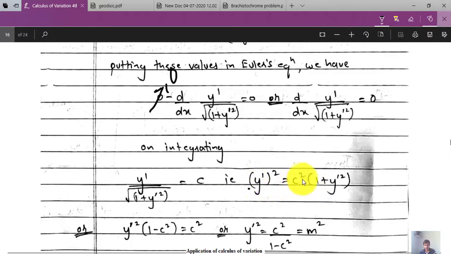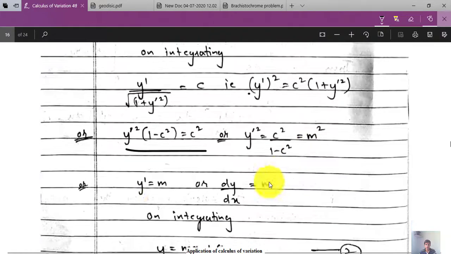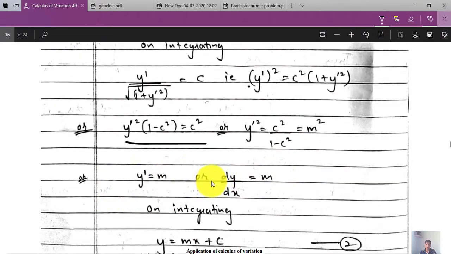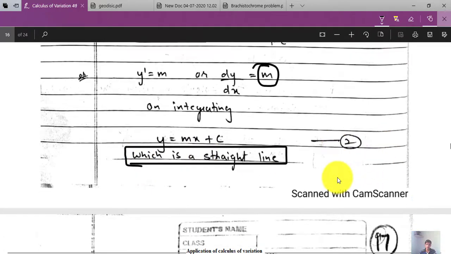Now if I square this, it turns out to be y prime square is equal to c square times (1 plus y prime square). Rewriting this, y prime square is common, so y prime square times (1 minus c square) is equal to c square, or y prime square is equal to c square divided by 1 minus c square, which is m square. Therefore y prime is equal to m, that is dy/dx is equal to m, the slope, or you can say tan theta, right? On integrating with respect to x, I get y is equal to mx plus c, which is a straight line. So this is your equation 2.